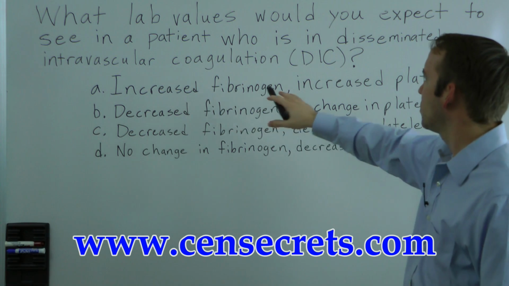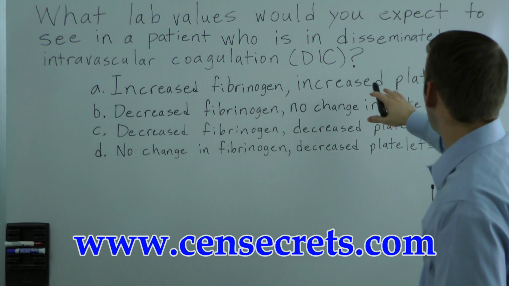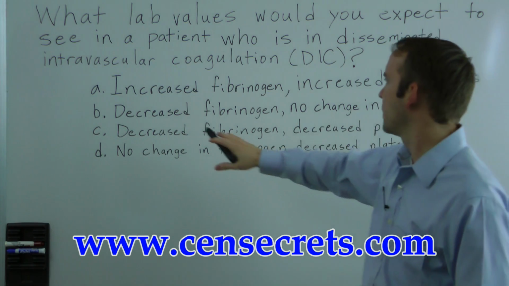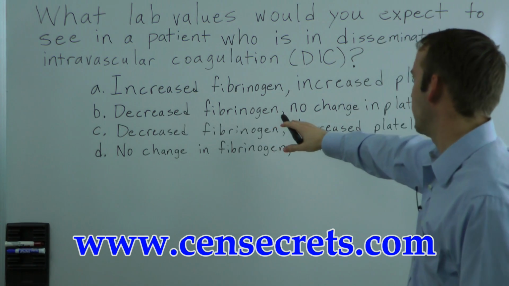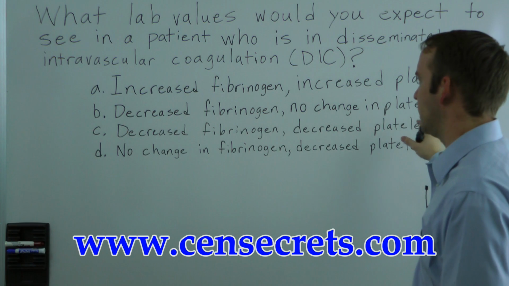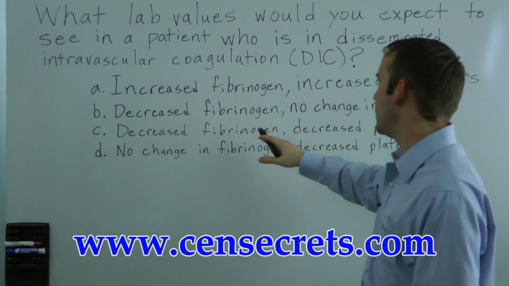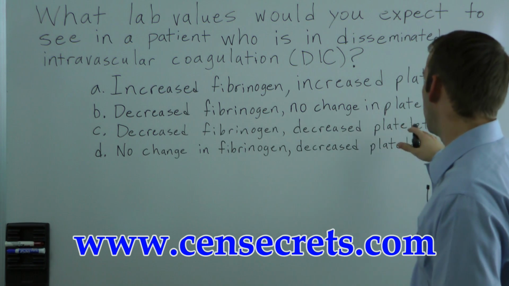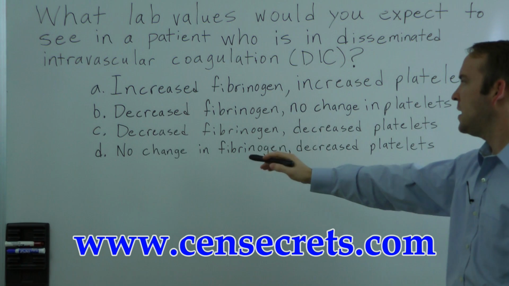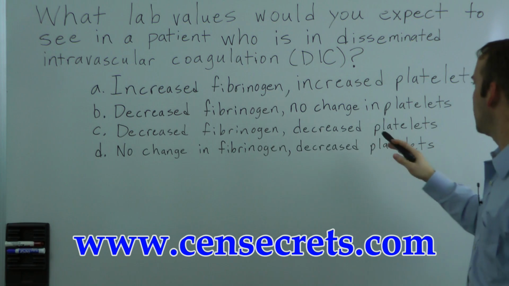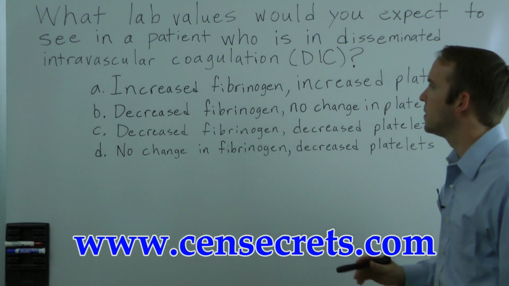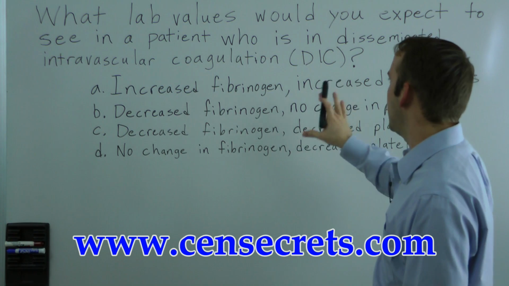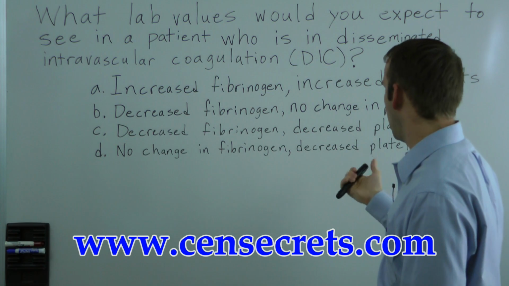Choice A says increased fibrinogen and increased platelets. B is decreased fibrinogen and no change in platelets. C, decreased fibrinogen, decreased platelets. And D is no change in fibrinogen and decreased platelets. Now, what are the commonalities that we can identify?